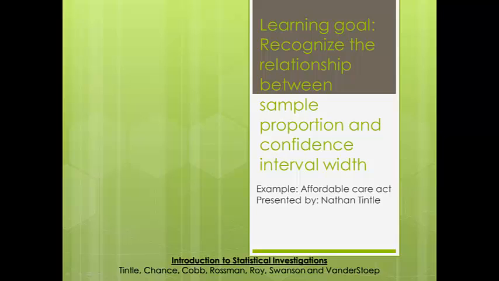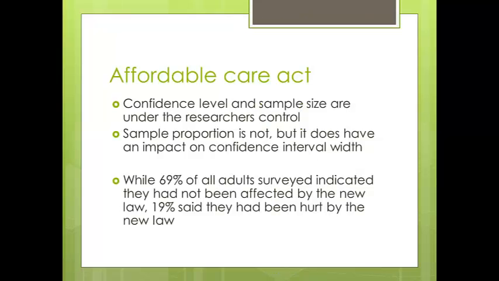In this Learning Goal video, we're going to talk about how to recognize the relationship between the sample proportion and confidence interval width. We'll use the Affordable Care Act dataset to talk about this learning goal. Now, confidence level, 90%, 95%, and sample size, in this case 1,034, are under the researcher's control. You could increase the sample size or decrease the sample size if you wanted to.